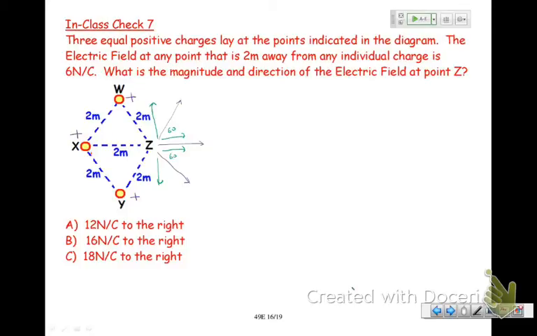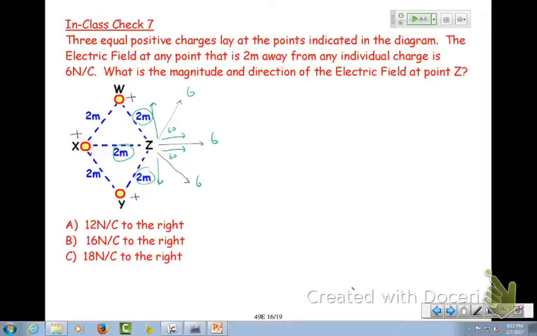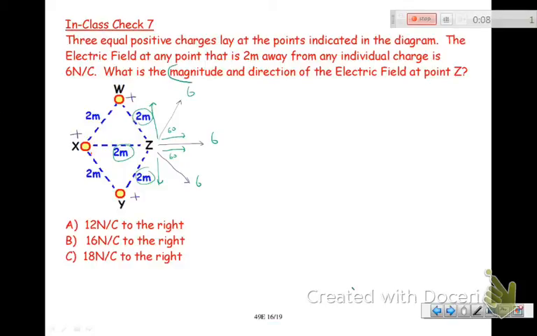How big are these vectors? It says the electric field at any point that is 2 meters away from any individual charge is 6 newtons per coulomb. And lo and behold, that's 2 meters, that's 2 meters, and that's 2 meters. So that's going to be 6, that's going to be 6, and that's going to be 6. So with that said, can you please tell me what the answer is by clicking in? What is the magnitude and direction of the electric field at point Z?